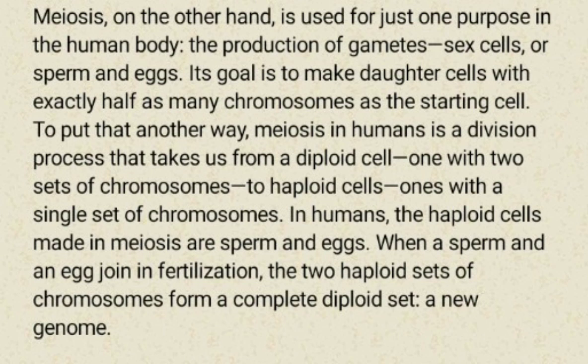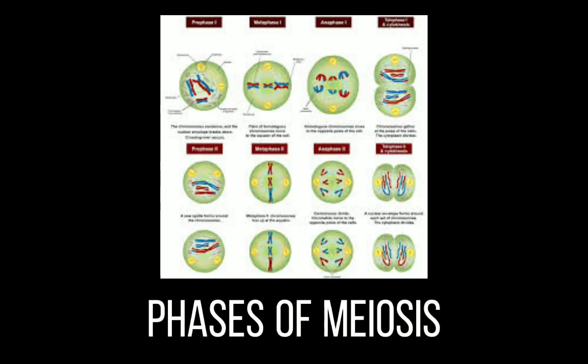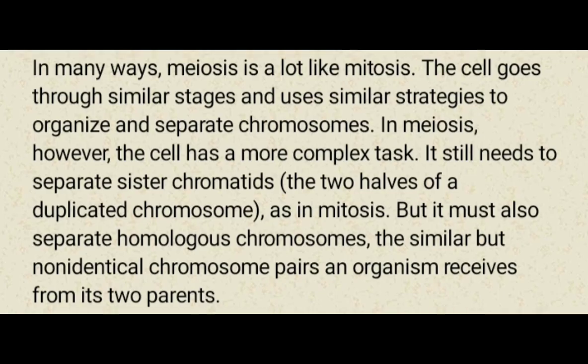When a sperm and an egg join in fertilization, the two haploid sets of chromosomes form a complete diploid set, a new genome. Phases of meiosis. In many ways, meiosis is a lot like mitosis. The cell goes through similar stages and uses similar strategies to organize and separate chromosomes.